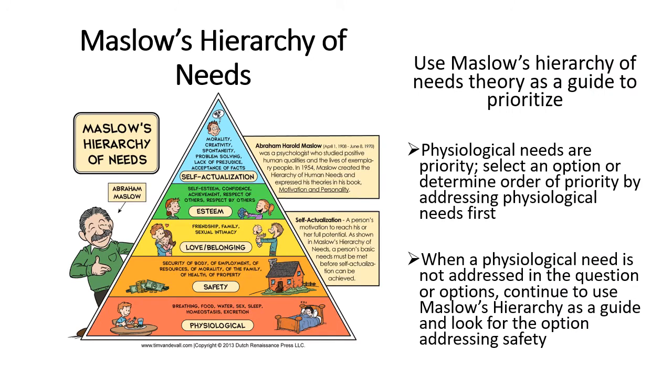If ABCs or safety do not help in determining the correct answer, then consider Maslow's hierarchy. Remember, physiological needs are the first priority. Then you would continue to move up Maslow's hierarchy in order to determine if that's the appropriate strategy to use on this question.